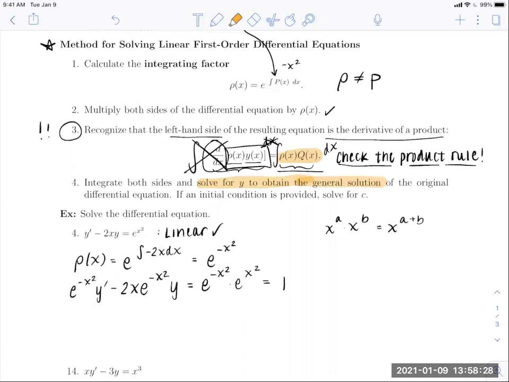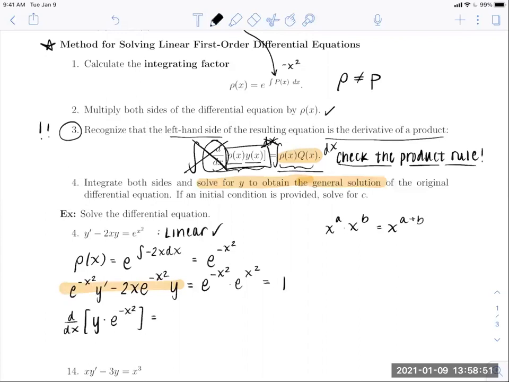So now what I'm going to do is I'm going to look at this left-hand side and I'm going to check to make sure that that is the derivative of a product. So let's see here. According to our process, this should be the derivative of y times the integrating factor e to the negative x squared. So let's go ahead and check. Let's run through the product rule.